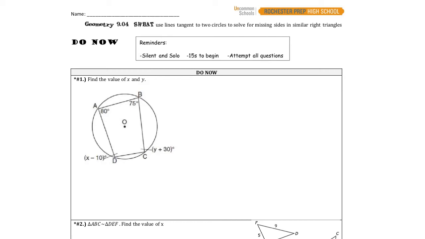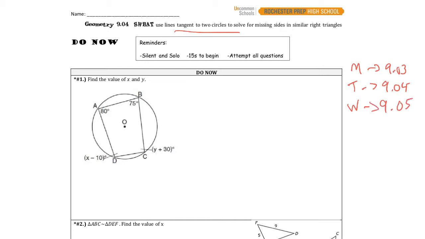So yesterday we talked about inscribed quadrilaterals, kind of like this do now picture, and we'll go over one. Today we're going to talk about a new vocab word called tangent lines. And just so you know what's happening this week, Monday was new 9.03, Tuesday new 9.04, that's what we're doing now. Wednesday is going to be new 9.05.